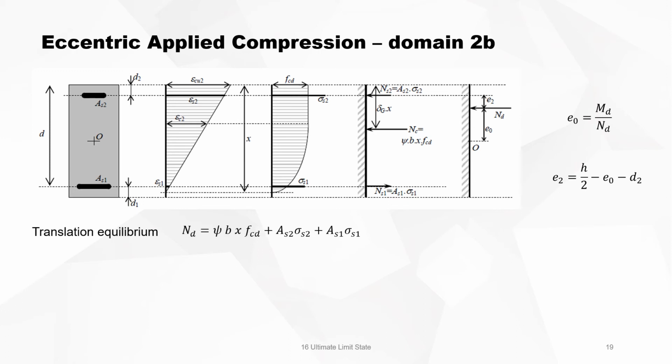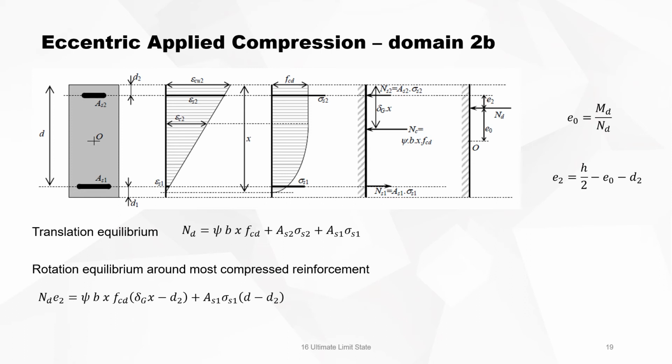It's very easy. The normal force must be in equilibrium with the force in the concrete and the forces in the reinforcement, compression and tension. You see this sign is okay because sigma S2 and sigma S1 are always compression, and it's the same as the compression in the concrete. Then the rotation equilibrium around the most compressed reinforcement. It's always the same kind of formula. So it's the equilibrium around this point here.